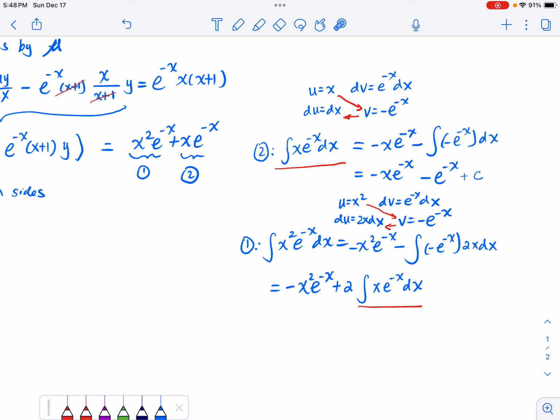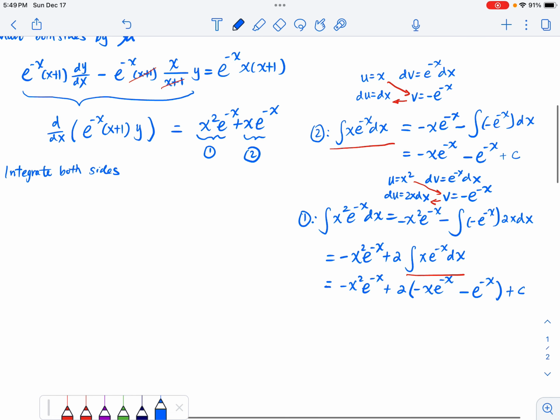So this is the same as this guy. So I'm going to just copy down this answer here to substitute it here. Therefore, I have negative x squared e to the negative x plus 2 times, okay, 2 times. So let's copy this down. Let me just copy it, move it down here, right? Okay, I think I'm good. And I just need to plus a c, okay?